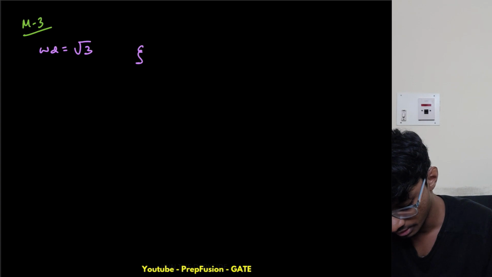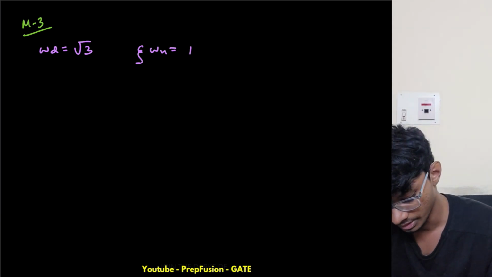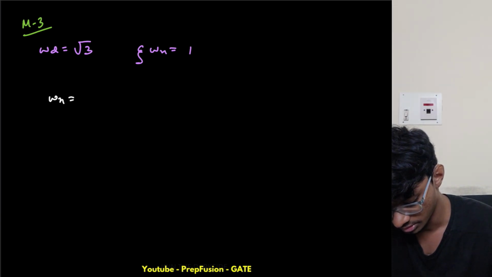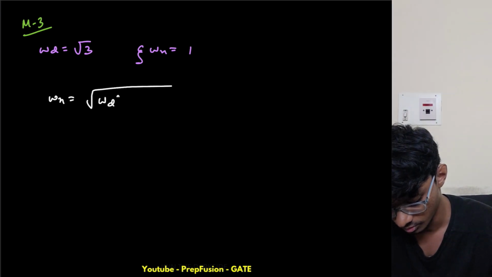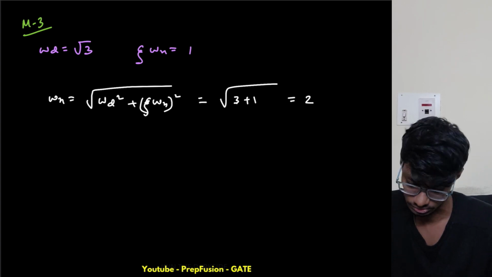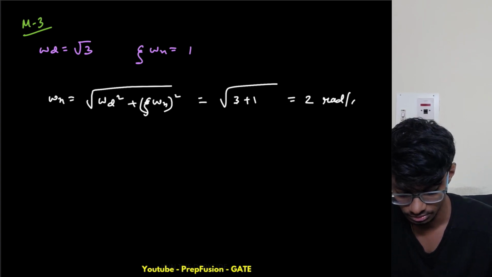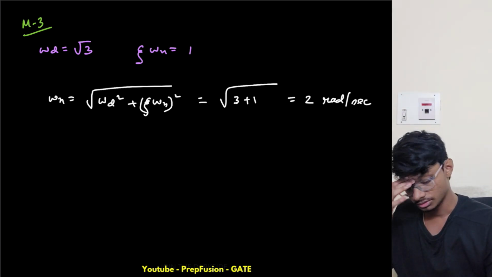and I know zeta omega n equals 1, right? That I know already from the previous method. So my omega n will be simply the square root of omega d square plus zeta omega n whole square. So what is this? This is equal to 3 plus 1, so this is equal to 2. So this is 2 radian per second. So this is my omega n.